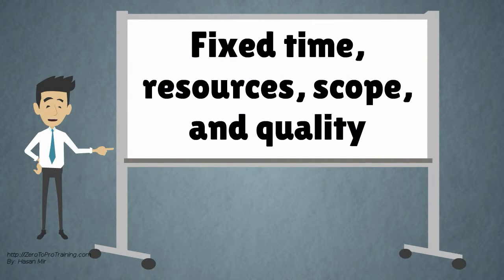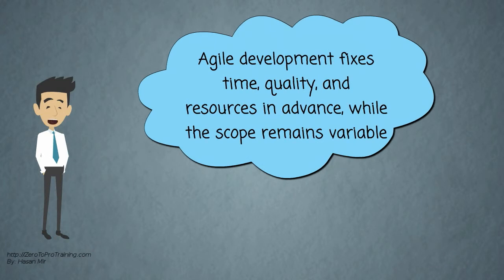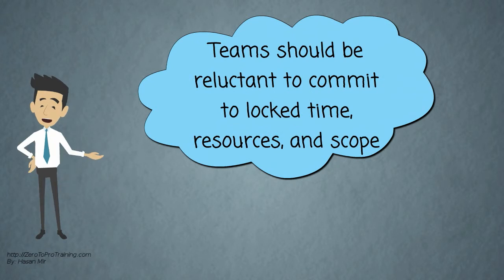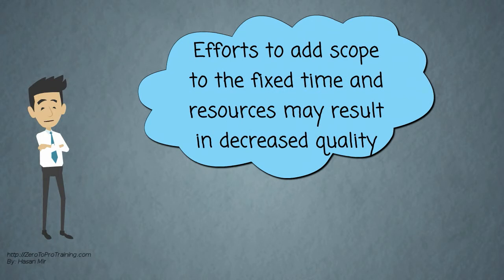Fixed time, resources, scope, and quality. Agile development fixes time, quality, and resources in advance, while the scope remains variable. The customer or product owner often pushes for a fixed scope for a sprint. However, teams should be reluctant to commit to locked time, resources, and scope, commonly known as the project management triangle. Efforts to add scope to the fixed time and resources of agile development may result in decreased quality.